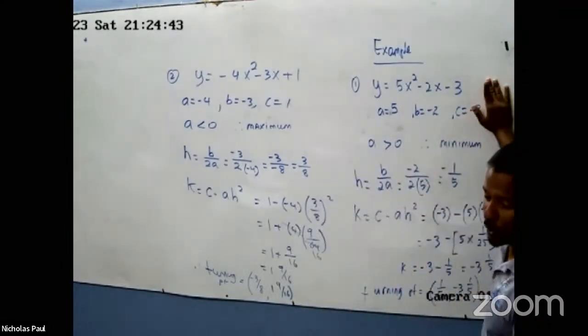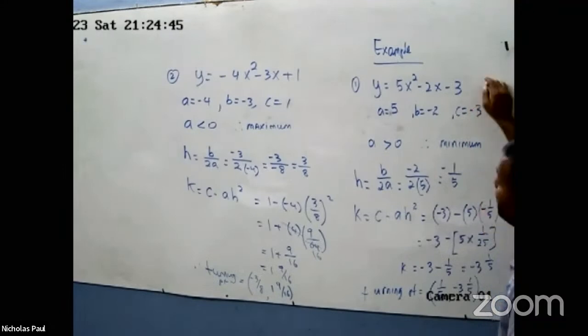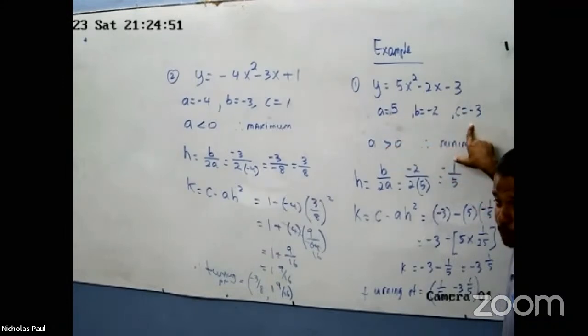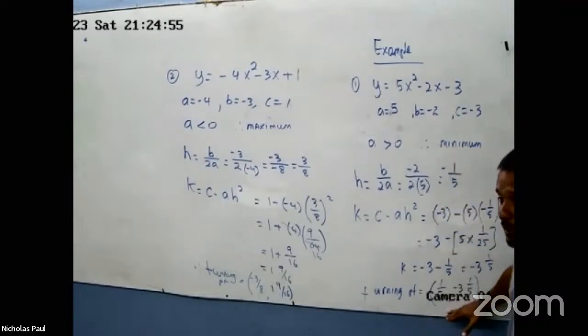Right. So what did we do today? Today we learned about identifying a quadratic. We learned about pulling out A, B, and C from the quadratic, and then using that to find the shape and the turning point. Okay?